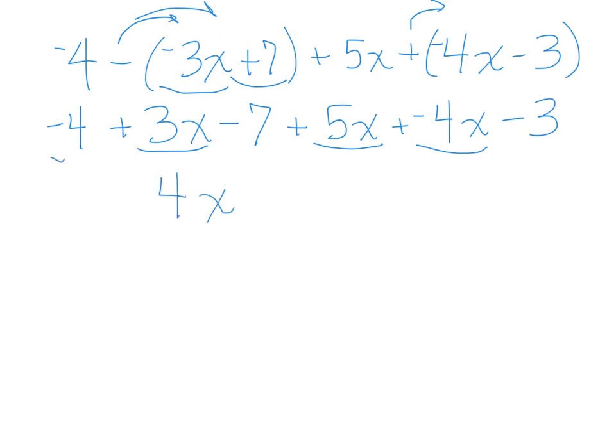For my units, I have 4 negatives, and 7 negatives, and 3 negatives. All I have are negatives. I can just combine those together. The 7 and 3 make 10, with 4 more makes negative 14. So my final simplified form is 4x minus 14, or 4x negative 14.